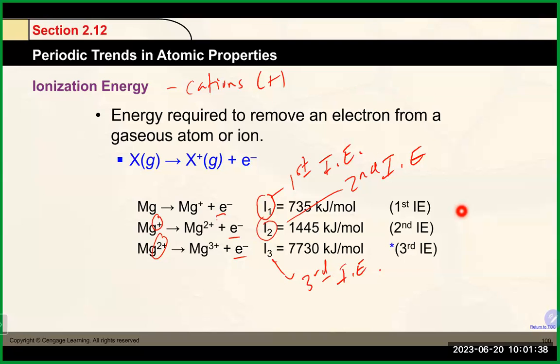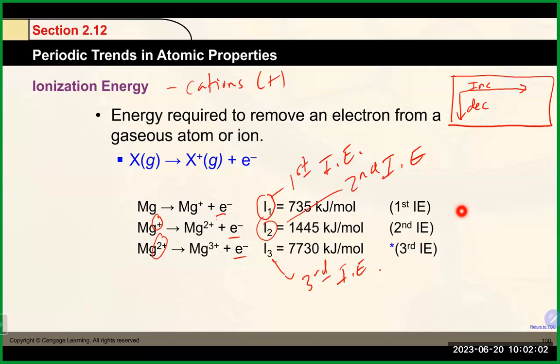So in general, when we look at the first ionization energy, that is the energy required to remove the first electron in an atom. And the general trend on the periodic table in terms of ionization energy is it increases as you go up and to the right, and decreases as you go left and down. And that is really the first ionization energy.